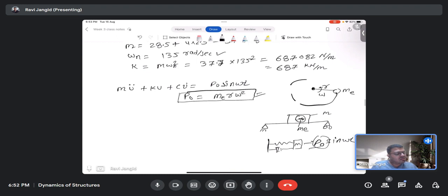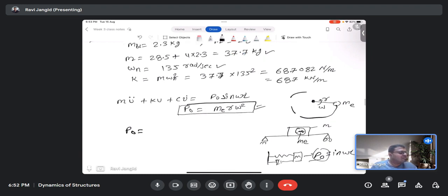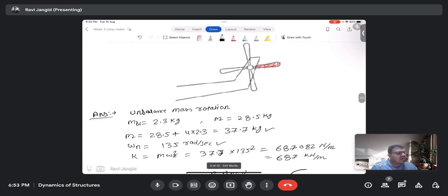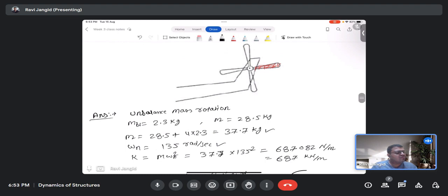So what is my p naught? Can you calculate it? Anyone? What is this R here? R is the lever arm, the distance between the center of the mass to the center of the unbalanced mass. Can you show in the picture what R is? It is the distance to the centroid of this blade, so this you can say is R, the radius.